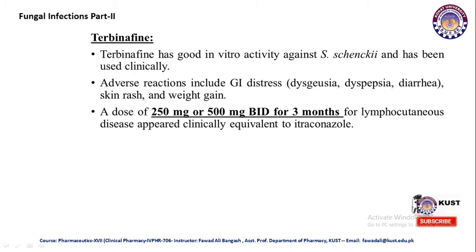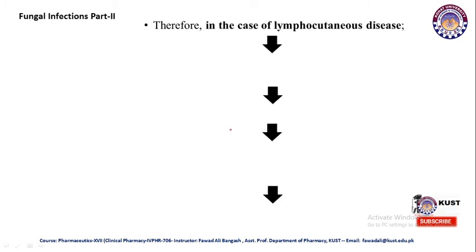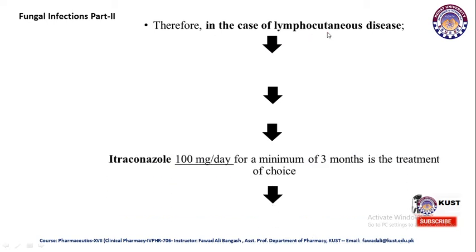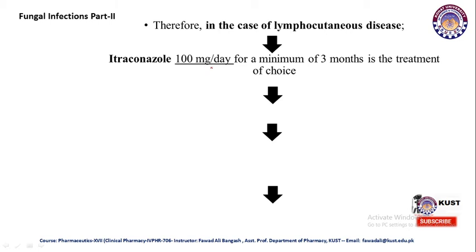A dose of 250 milligram or 500 milligram BID for 3 months for lymphocutaneous disease appears clinically equivalent to itraconazole. So therefore, in the case of lymphocutaneous disease, itraconazole 100 milligram per day for a minimum of 3 months is the treatment of choice.